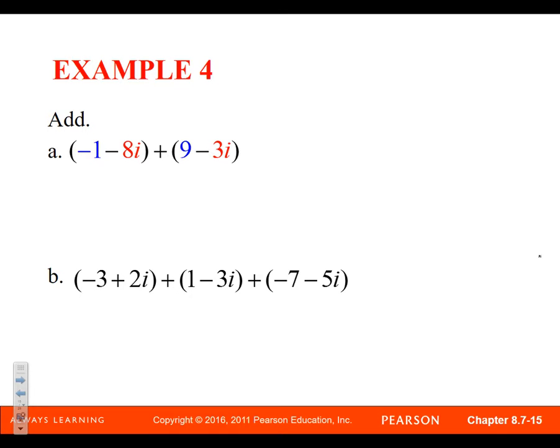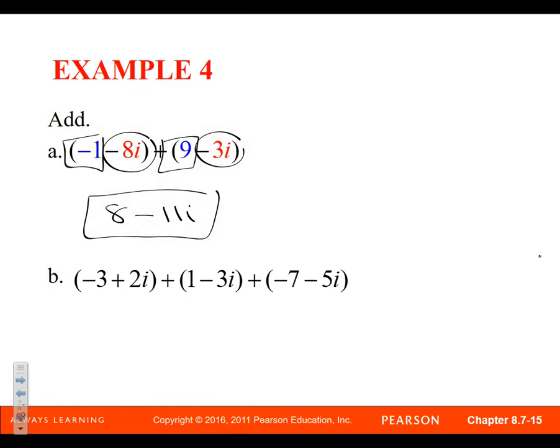Remember, so i is like a variable, right? Kind of like x. So make sure you treat them the same. So if we're going to add these two, you want to add the real components first. So that's just 8. And then you can add the imaginary components. And that's just going to be negative 11. And there you go. That's it. 8 minus 11i.